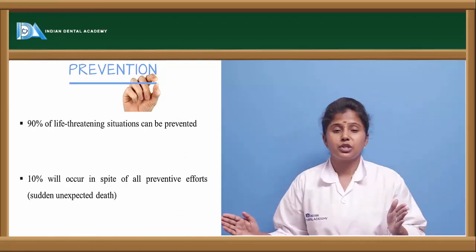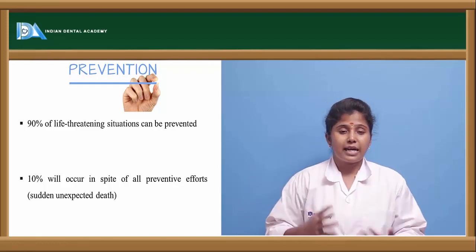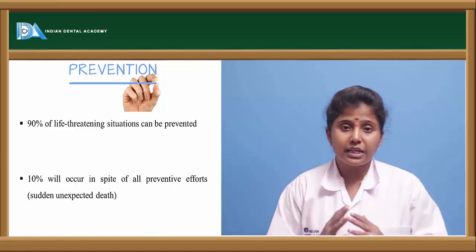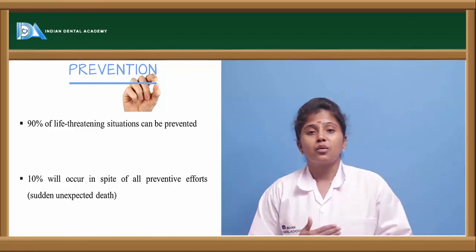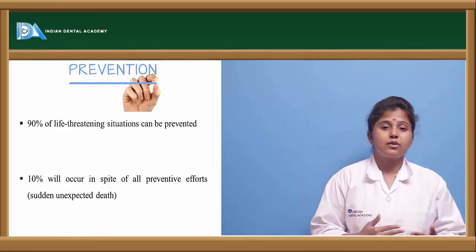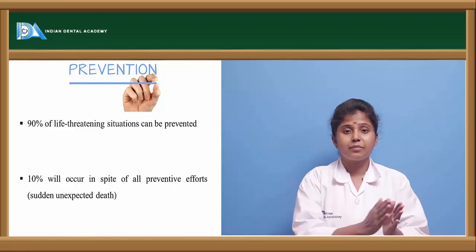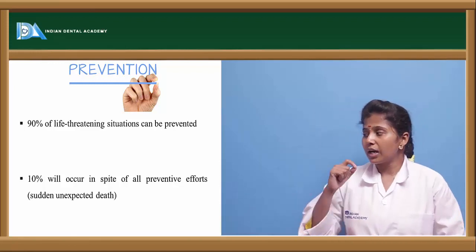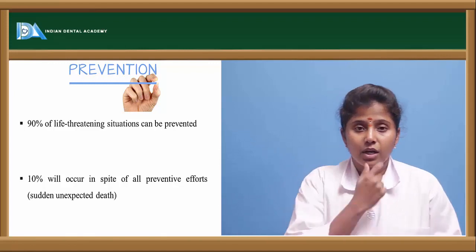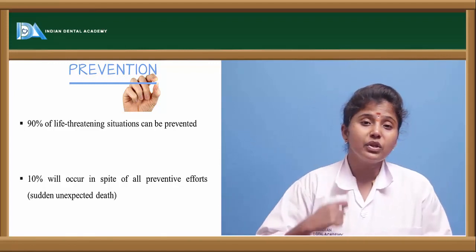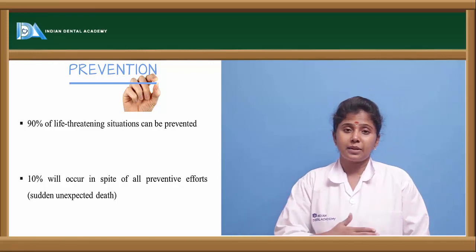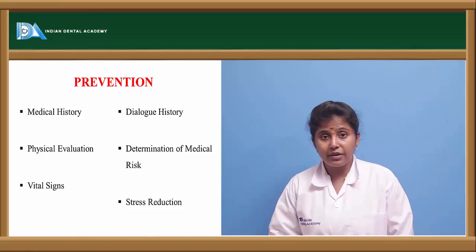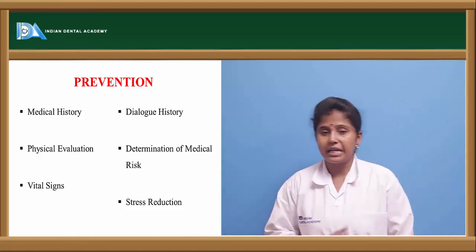With prevention, 90% of life-threatening situations can be prevented. Whatever the situation, like diabetes or cancer or heart-related disorders, life-threatening diseases can be prevented in the initial stages. But because of our negligence and carelessness, we bring the situation to a severe condition. And 10% will occur in spite of all preventive efforts. Whatever the 10% of diseases are, even if we give preventive measures, they may lead to severity of the disease. Prevention can be given only when we know the medical history of the patient.